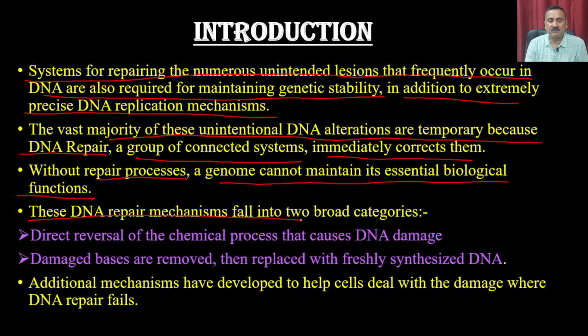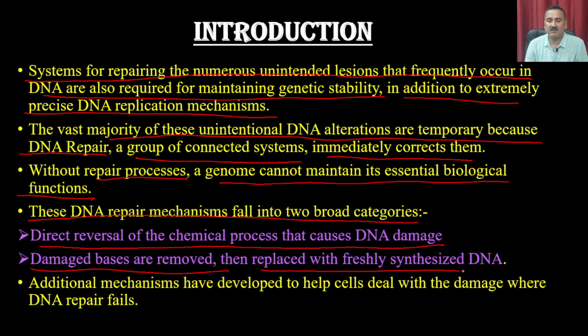These DNA repair mechanisms fall into two broad categories: direct reversal of the chemical process that caused the DNA damage, and the damaged bases are removed and then replaced with freshly synthesized DNA. So you have two choices of reversing these damages. First, you can reverse the process. You can reverse the reaction. For example, if you have the alkylating agents, you can reverse the alkylation and reverse these reactions, so that the guanine is converted back and so on. Or the other thing is that you can just remove this damaged base and replace it with the normal base.